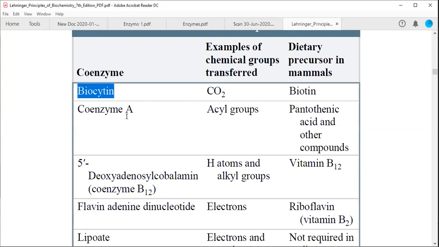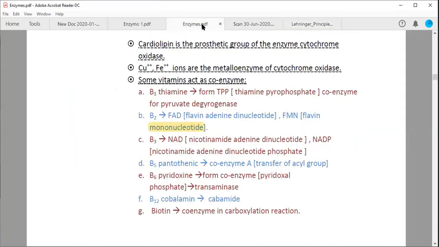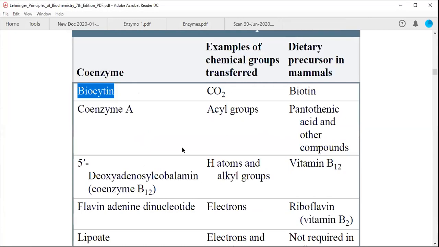Then there is coenzyme A. This coenzyme A is obtained from pantothenic acid. And what is pantothenic acid? Pantothenic acid is vitamin B5, so you need to remember this also. This B5 is pantothenic acid, and coenzyme A is required for the transfer of acyl groups. So if an acyl group needs to be transferred from one substrate to another, you will require coenzyme A.